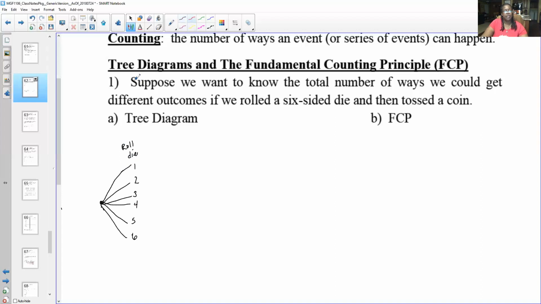Then they said our second situation, they want us to toss a coin. So for every time we roll a die, we're going to toss a coin. So we roll a die and we get a 1. For that time we roll the die, we're going to branch out, and we can get heads or tails. So when we toss a coin, we only have 2 possible outcomes there, heads and tails.